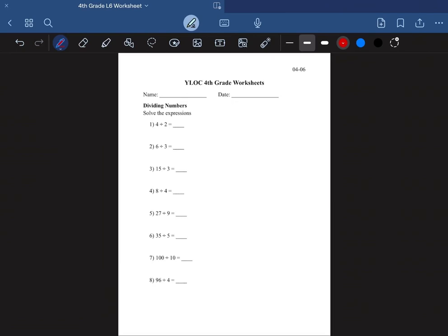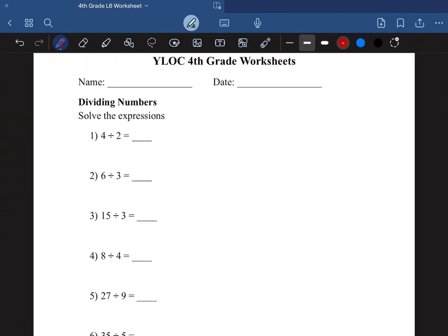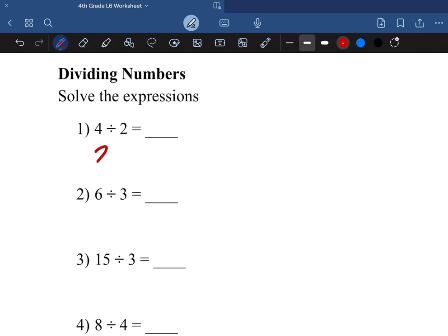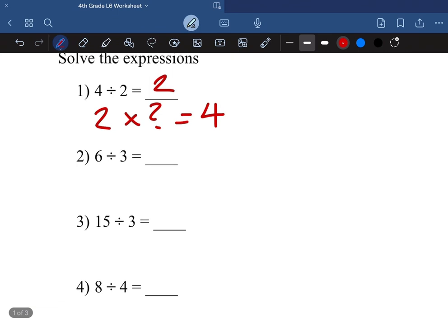This is the 4th grade lesson 6 worksheet. Dividing numbers. Solve the expressions. Number 1, 4 divided by 2. So here we're trying to find out 2 times what number is equal to 4. In this case, it's pretty straightforward if you know your multiplication tables. 2 times 2 is equal to 4. So the answer is 2.